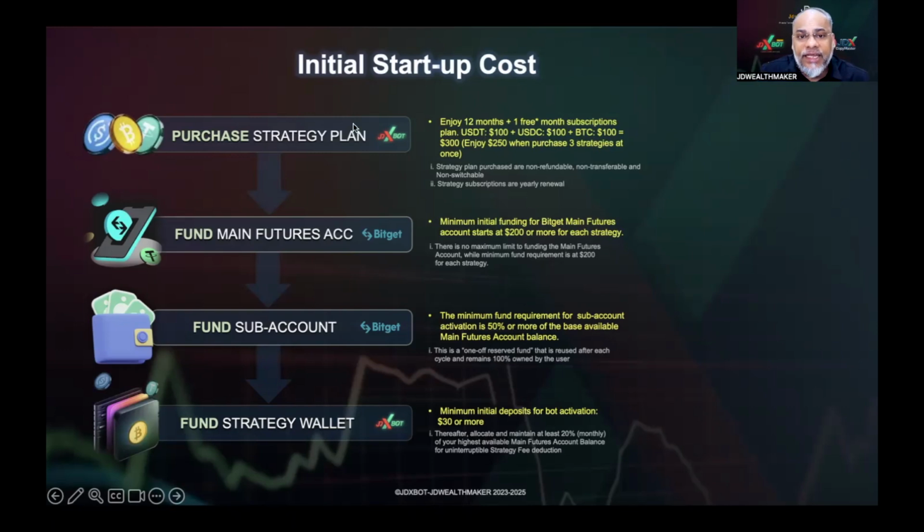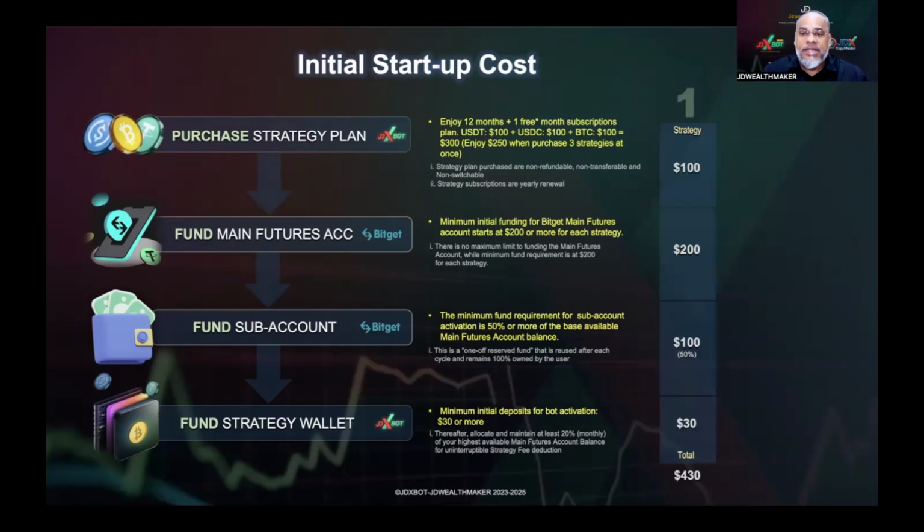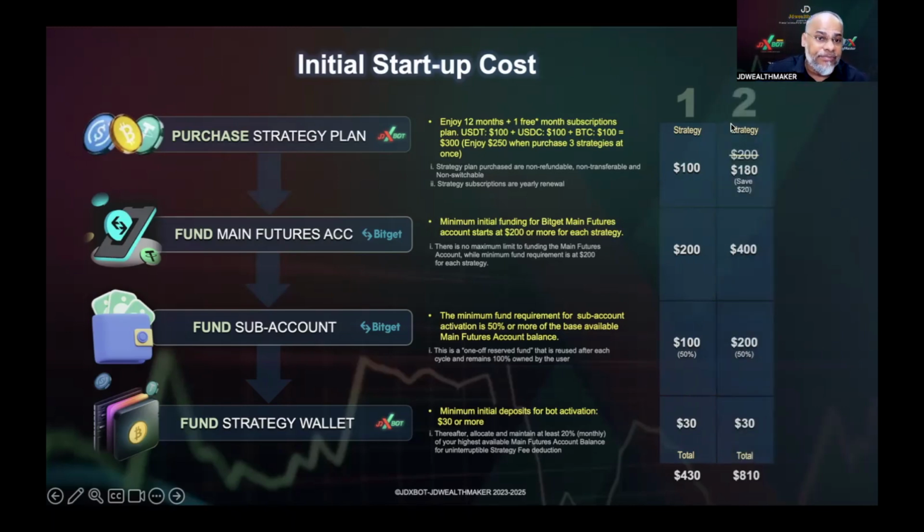So now let's look at it. If you only purchase 1 strategy instead of 3, then the total cost involved is $430. That means you are paying $100 for the strategy plan, your minimum main futures account is 200, the 50% sub account is $100, and to get activated, your strategy wallet must be 30. So that is about $430. Now, if you go for 2 strategies, then your total investment or startup will be 810. These are minimums, based on 200. You can go for 1,000 or 10,000 for your main futures account. That is up to you.